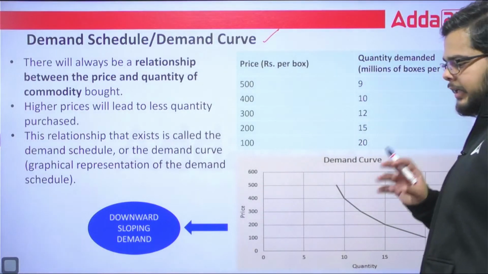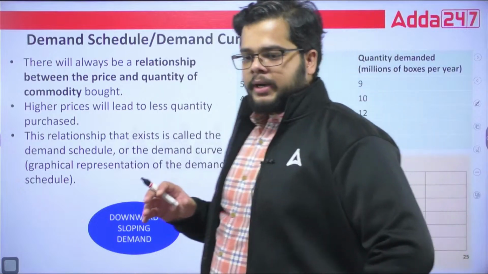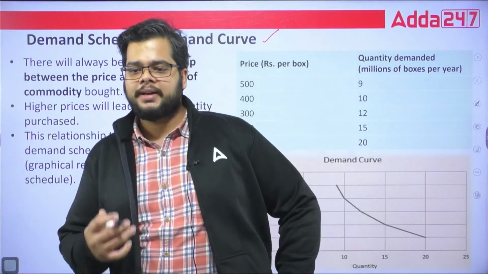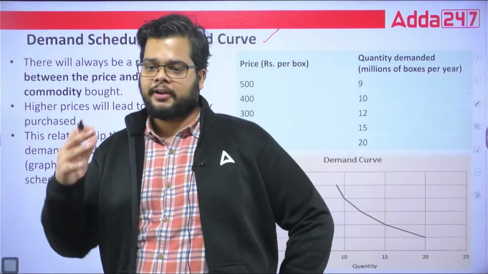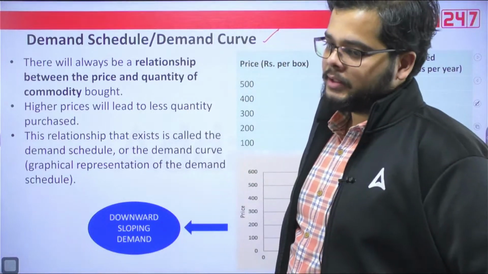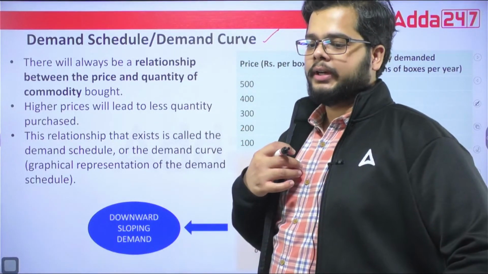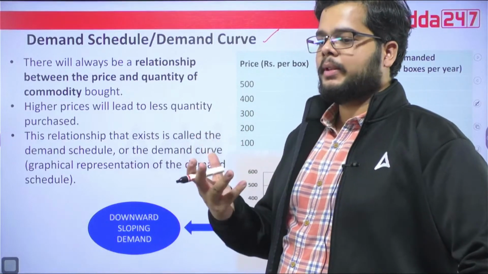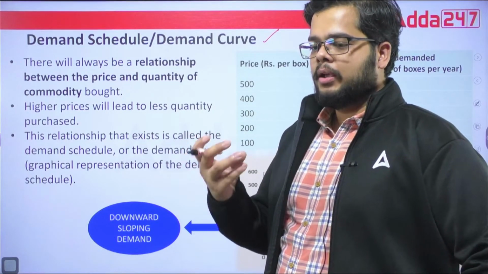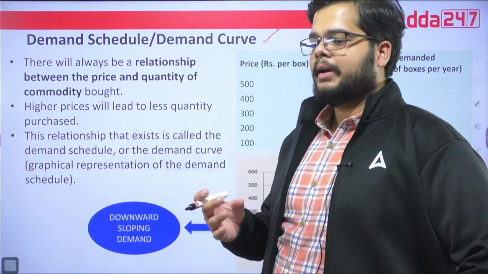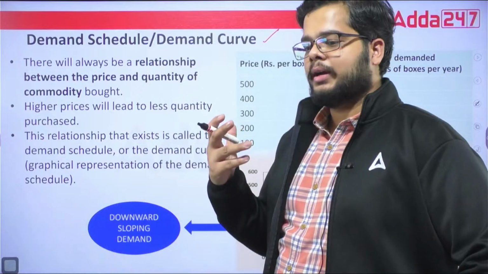In order to study the demand of a particular commodity or product, we must know how its price or its quantity fluctuates. Fine. So we will start with the demand schedule. We want to study the demand of a particular commodity. How will we do that? What will be the relationship between the demand of that product and its price, or you can say quantity as well?